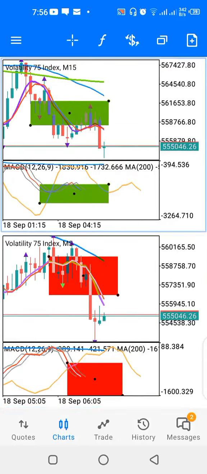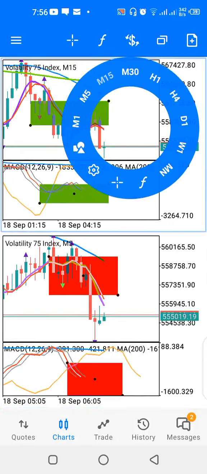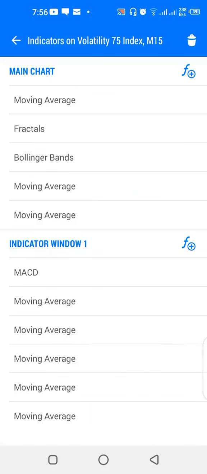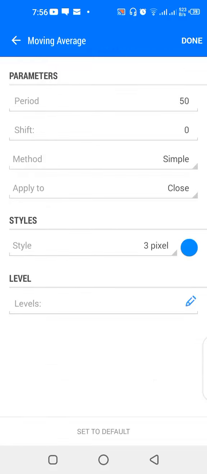Let's look at the indicator settings. The same indicator parameters that you have on the upper window are the same you have on the lower window. For the upper window, the main chart, we have a moving average. The period is 50, shift is 0, method is simple, apply to close.